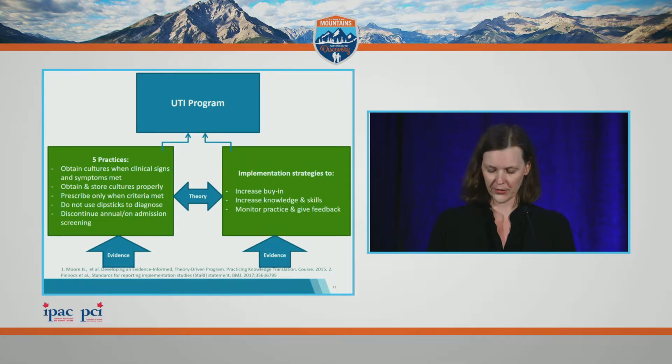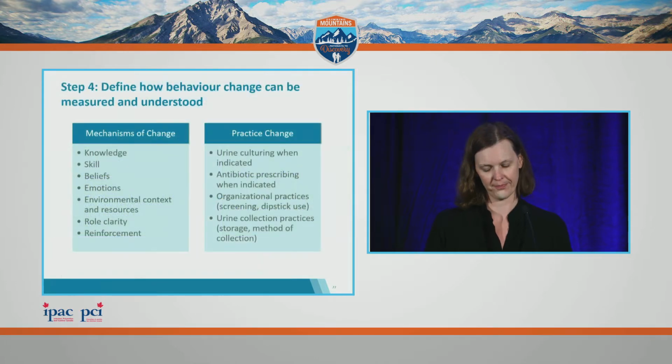So the result of using this approach to designing the program gave us our 5 practices. So you see those, and there are implementation strategies based on the barriers and enablers that we found. And they were linked by that theory so we could make sure that it all made sense in the end. And the important part is our practices and our strategies are all based on evidence. So we have a nice big picture to put together.